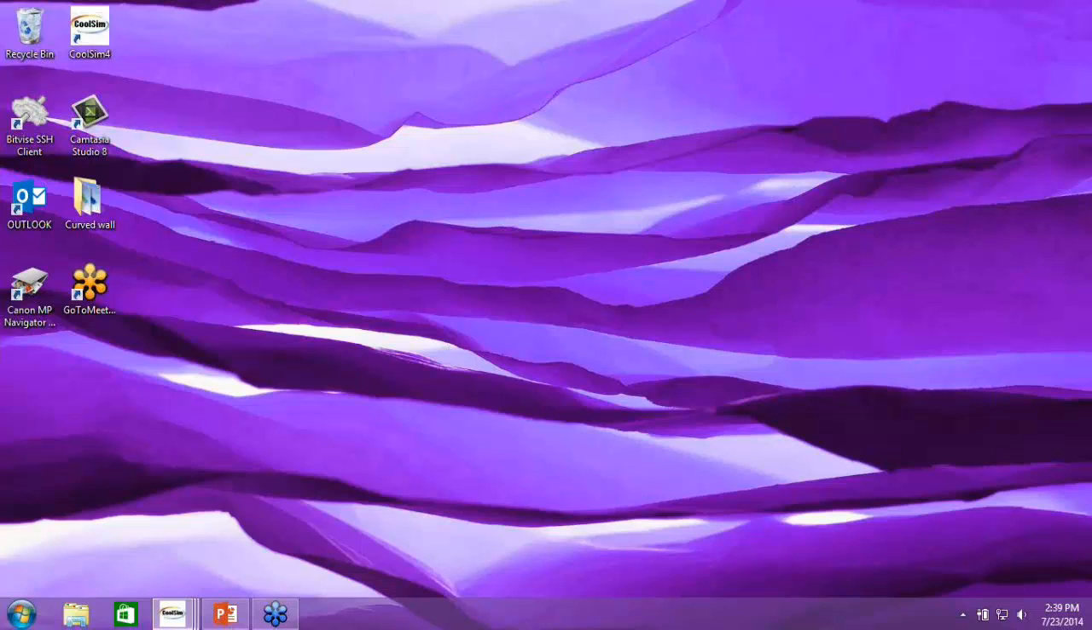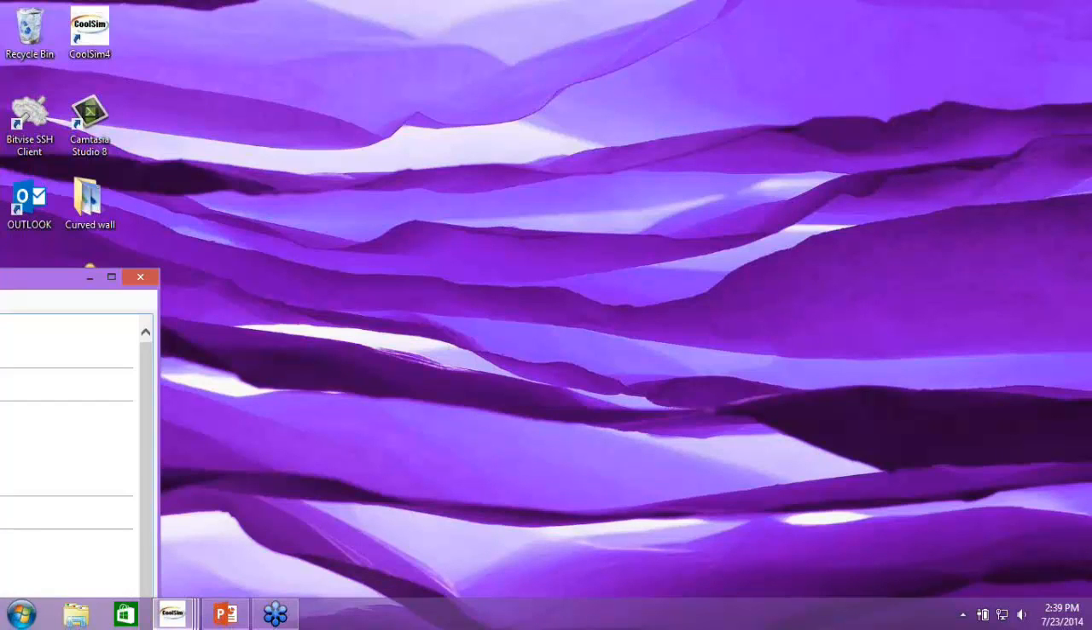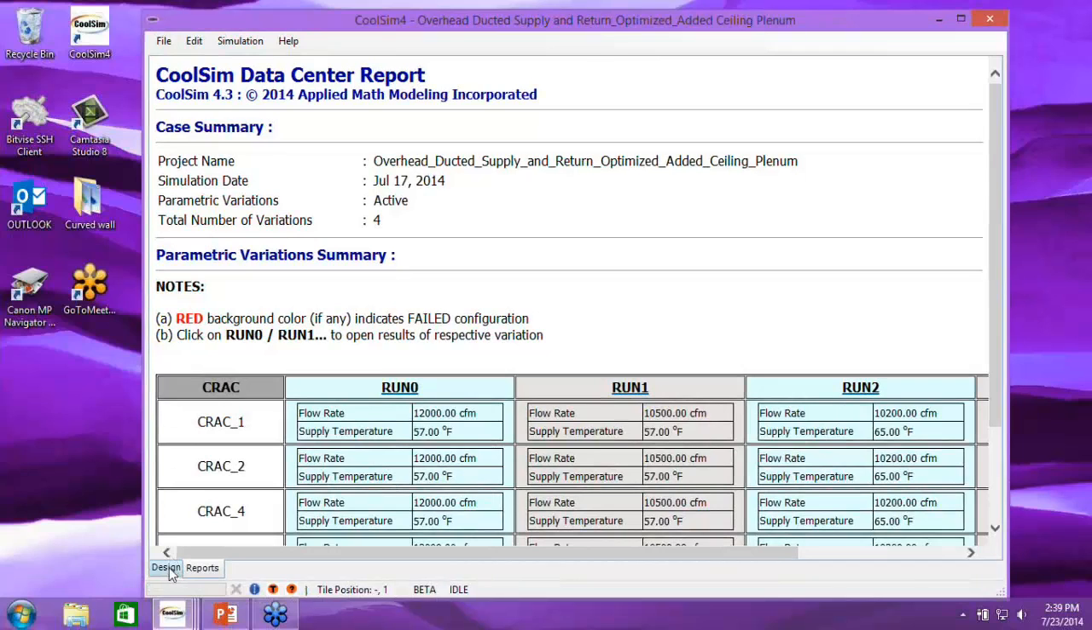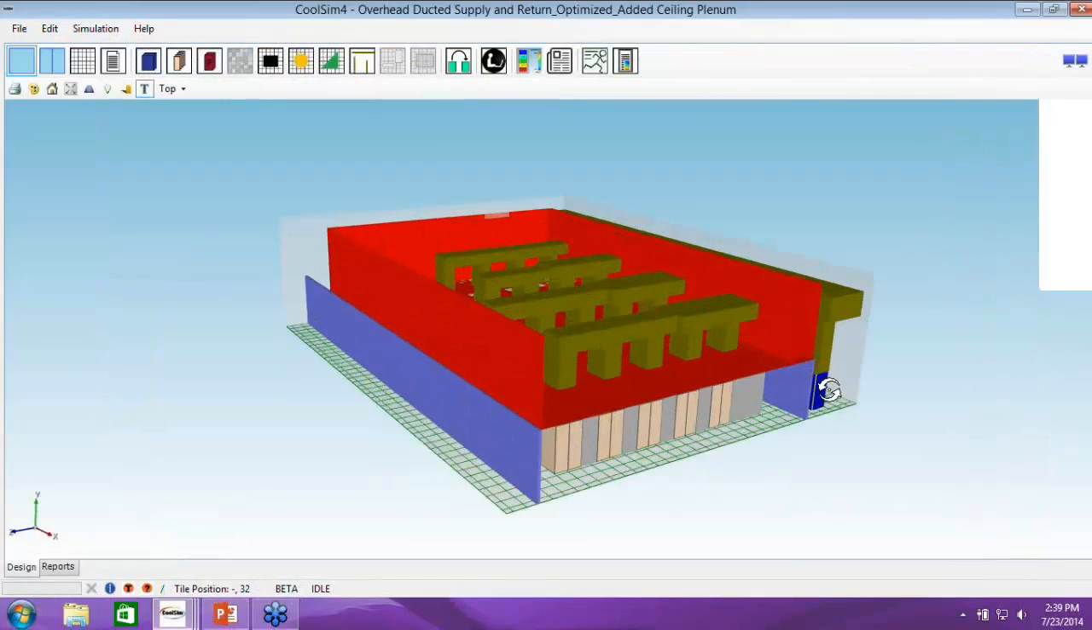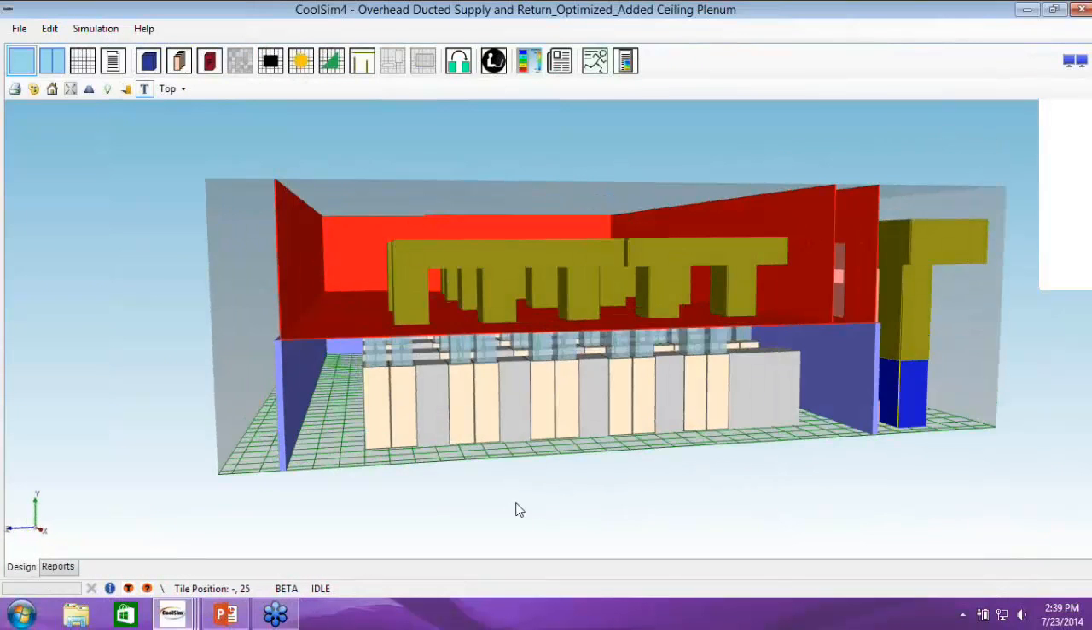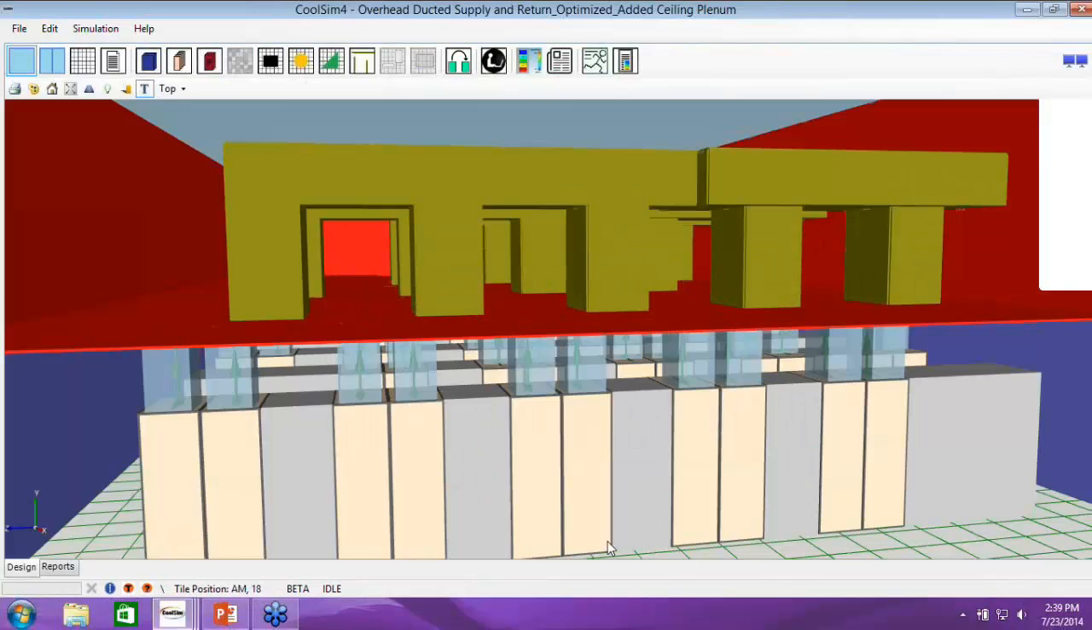Right? So what we did then is we went ahead and we changed the design a little bit here to add a sealing plenum. So what I'm going to do is just bring that simulation over. I've got multiple copies of CoolSim running here, which you're able to do because we don't restrict the number of copies you can have running. And you see here in this design, all we did was put a sealing plenum in place.